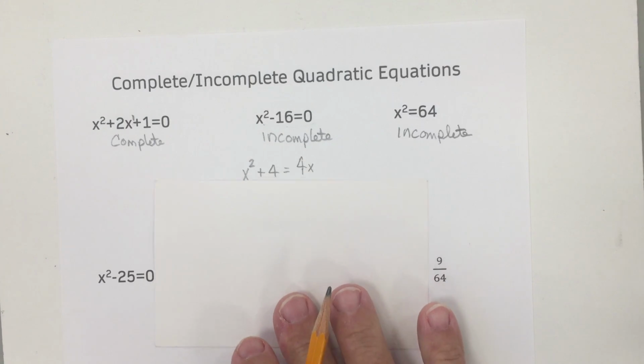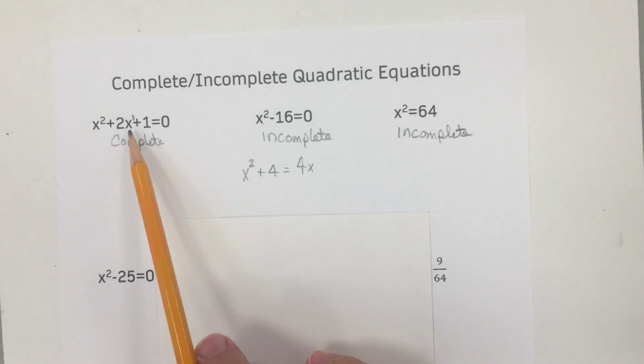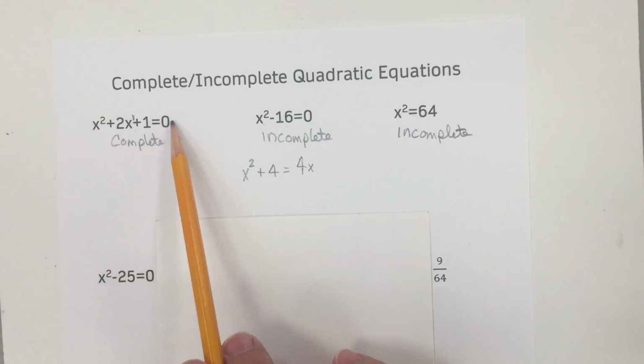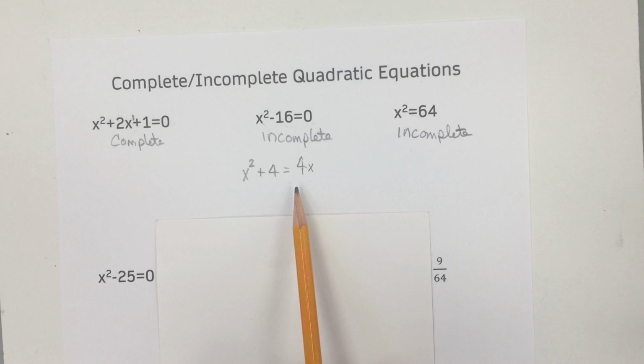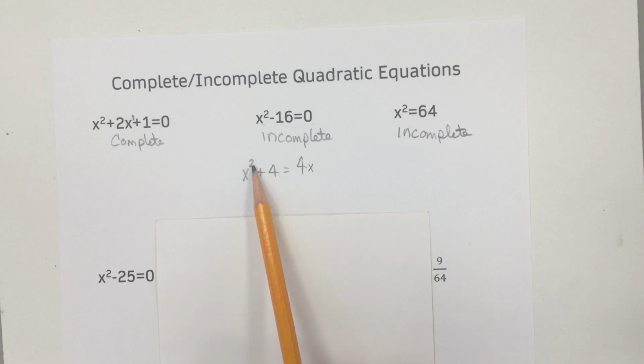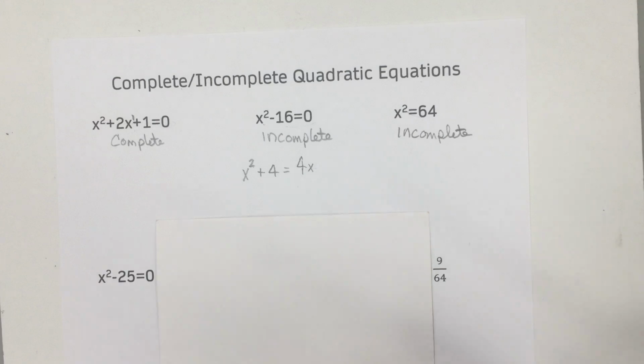All right, so we see this one here. I just wrote this down. If we look at it, it's not set up like this one here where everything is on one side and equals 0, but is this complete or incomplete? Well, we see it has a second power and a first power, so at first it could be complete. Let's go ahead and put it into the form where it equals 0.